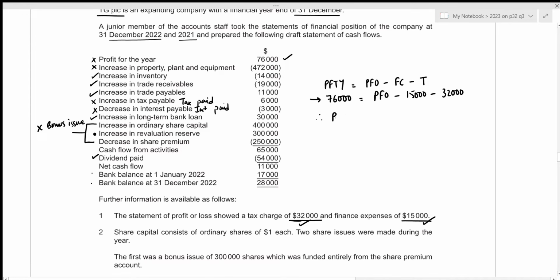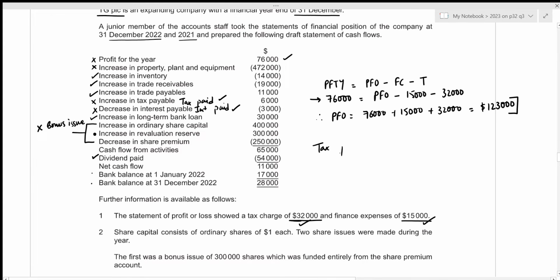Okay, this will give our profit from operations to be 76,000 plus 15,000 plus 32,000, which is also the value of 123,000. So we will start with our cash flow statements from our operating activities section, and the first item will be the profit from operations. And remember, we also need to figure out the tax paid and interest paid rather than the increase in tax payable and decrease in interest payable.